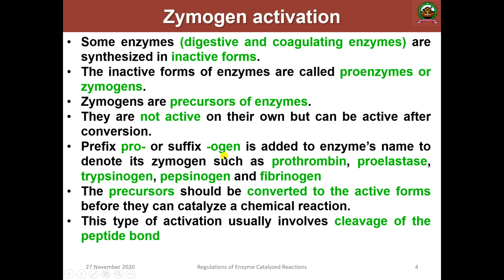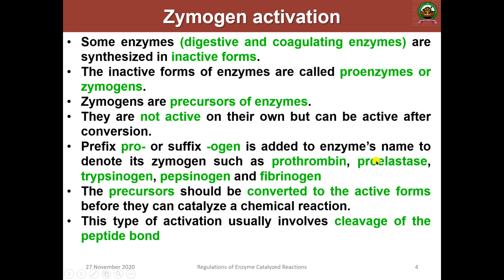Then here is again pro. Sometimes it can be ogen: trypsinogen is an inactive form, trypsin is an active form. Pepsin is an active form but pepsinogen is an inactive precursor. Fibrin is an active form and fibrinogen is an inactive form. That is what I told.